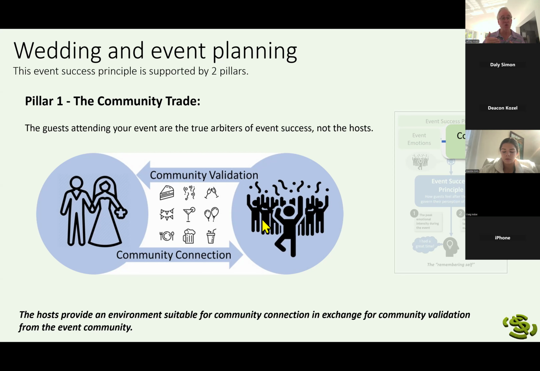But what they gave us was the ability for us to drive our sales pipeline, right? We increased how much we sold accounting services as a result of these events. So that's an accounting example, but again, similar to the wedding and the marriage event as well. Okay, all right. So that's the first pillar, the community trade.